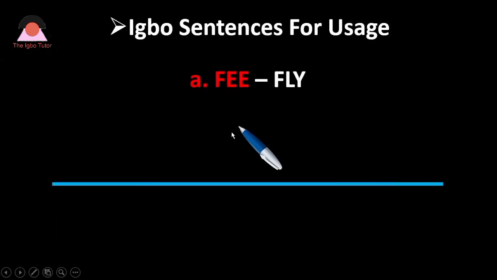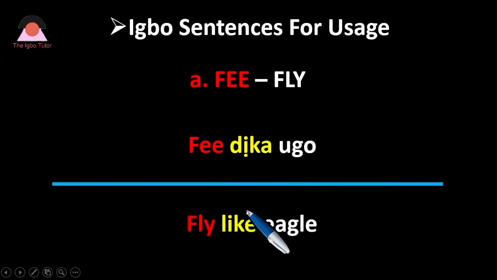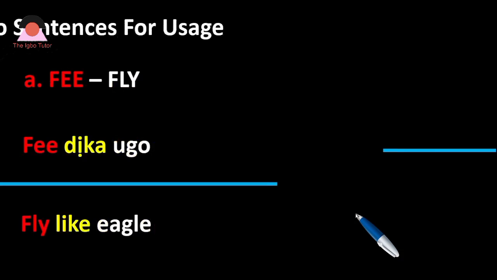Fe, fly. A sentence now. Fe dika ugo. What does this mean? Fly like eagle. The colors will tell you the meaning of each word. Ugo, eagle.